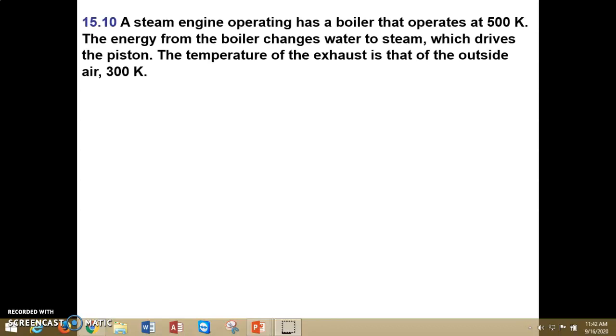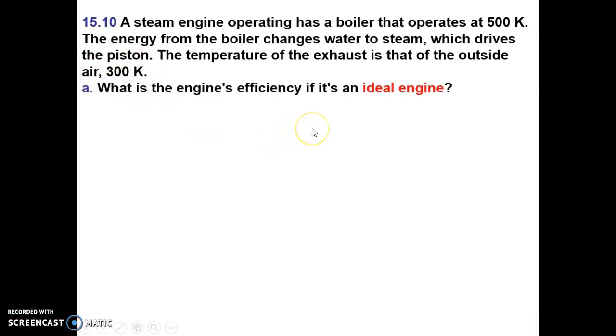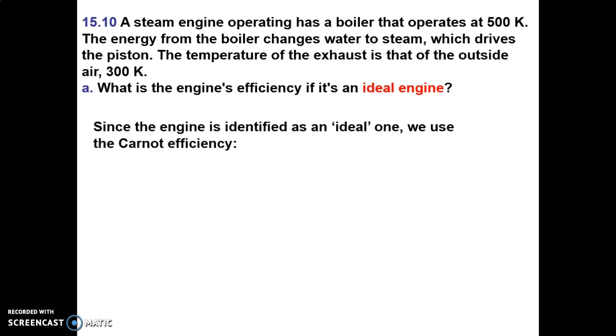Here's a little practice problem involving an engine. You have a steam engine, you have a hot side, you have something called a boiler that changes water to steam, and the steam drives that piston. That's a picture we've seen a bunch now. And then you have a cold side. The question is, what is the engine's efficiency if this is an ideal engine? So they'll just say, if this thing is an ideal engine, what would your efficiency be? And so we're going to use Carnot. There it is, and it's that simple.